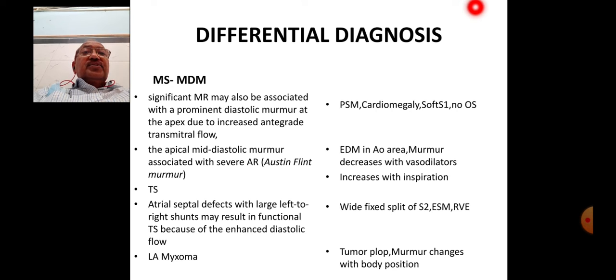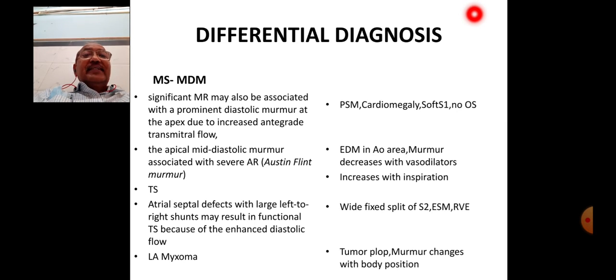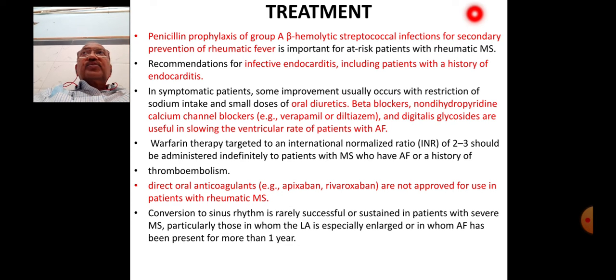Differential diagnosis of mitral stenosis and MDM. Of course, we all know significant MR can produce an MDM due to the increase in transmitral flow. Apical mid-diastolic murmur, sometimes associated with increased flow across the mitral valve due to severe AR, as in Austin Flint. Tricuspid stenosis, right-sided functional murmur across the tricuspid valve in large ASD, and of course LA myxoma.